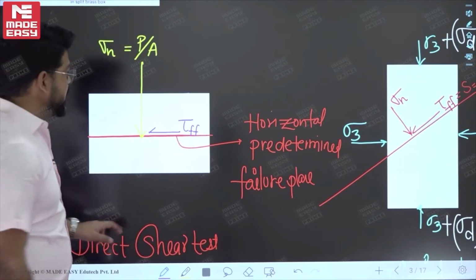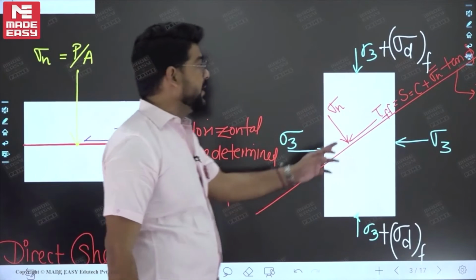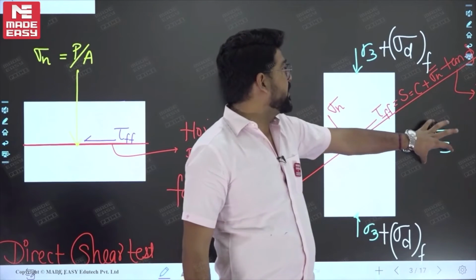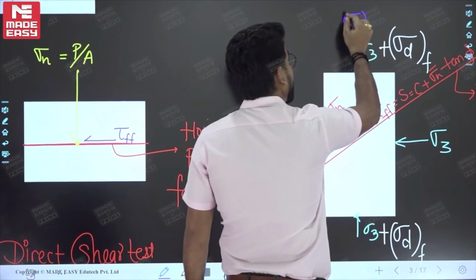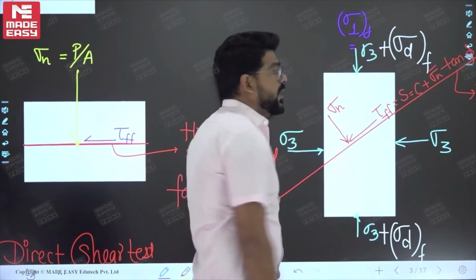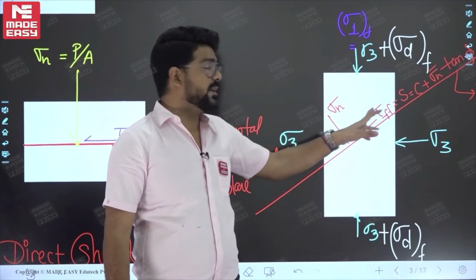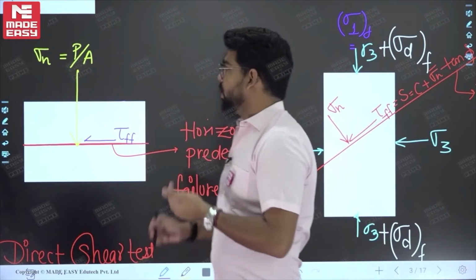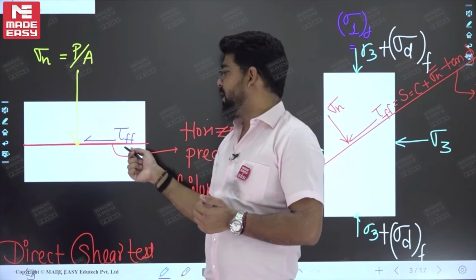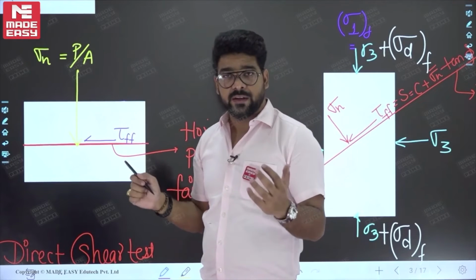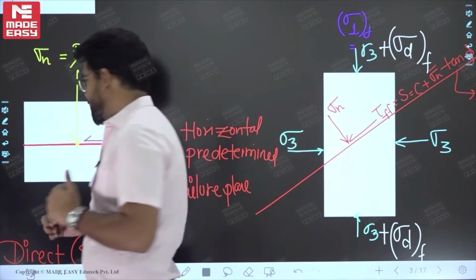Now there is a difference between the direct shear test and the triaxial shear test. You have to remember this thing. In the triaxial shear test, we determine sigma 3 and sigma 1 at the time of failure. We did not find this sigma and tau f. But in this direct shear test, we are applying some normal stress and correspondingly determining the shear stress at the time of failure. So there is a difference between direct shear and triaxial shear.